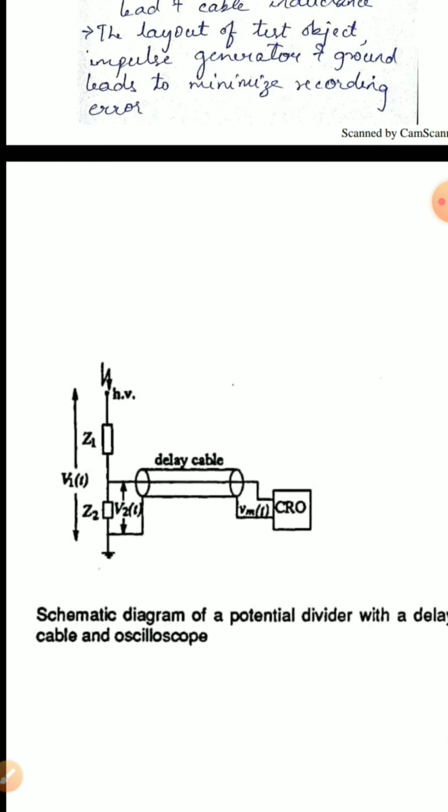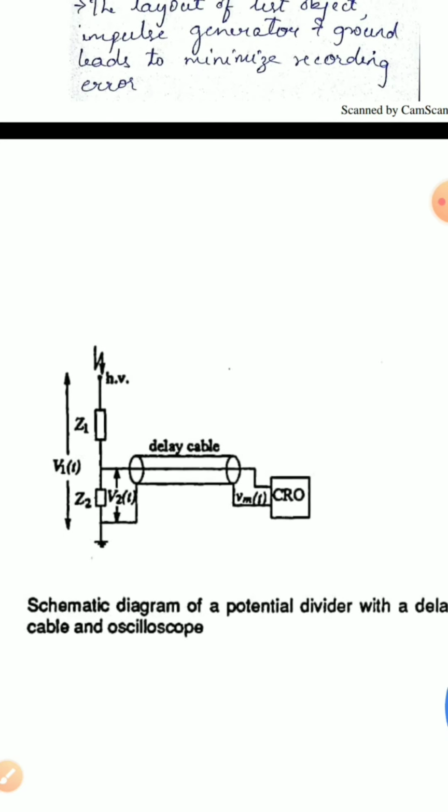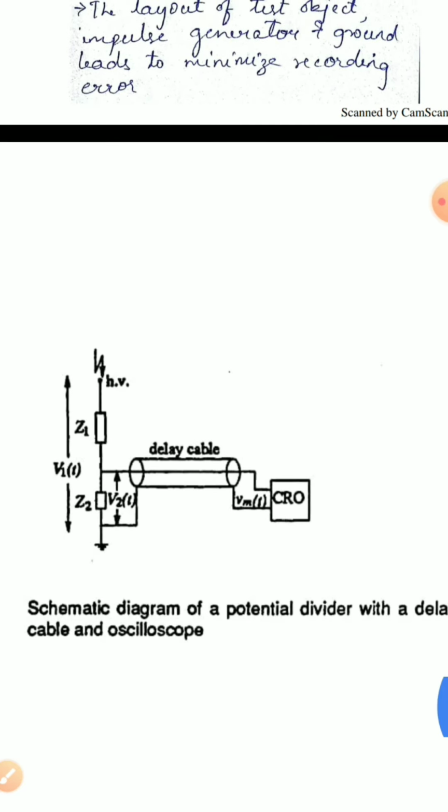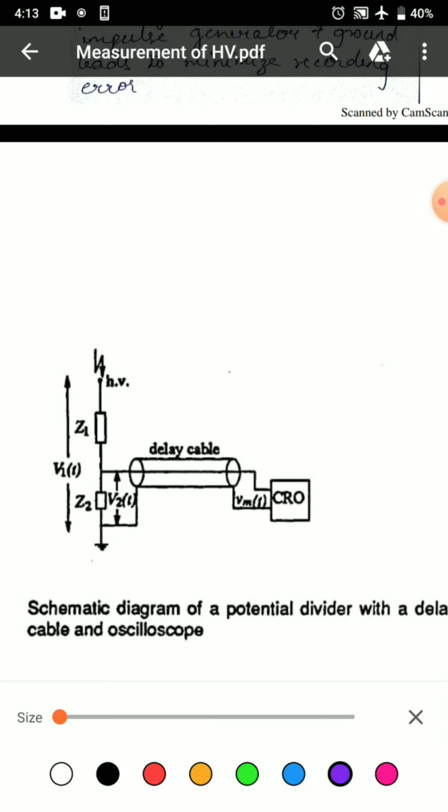The diagram here shows a potential divider with a delay cable and oscilloscope. The low voltage arm of the divider is usually connected to a CRO or a peak reading instrument through a delay cable. The cable can also introduce distortion in wave shapes.